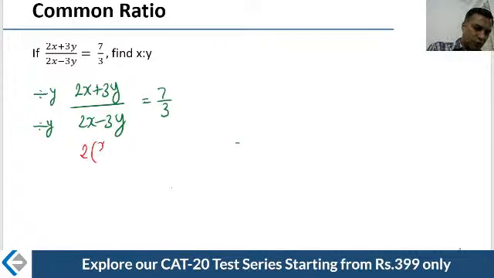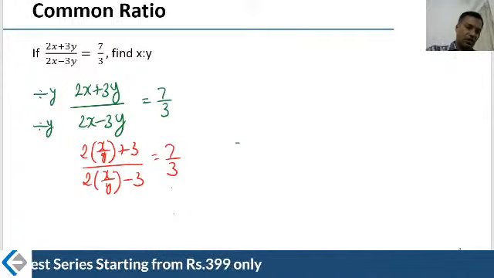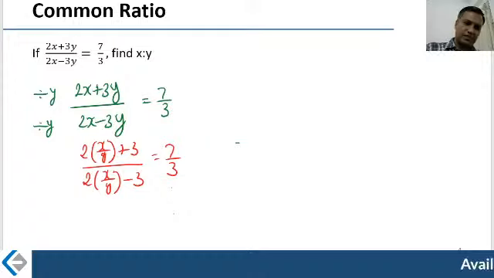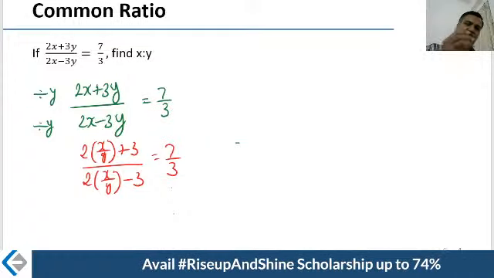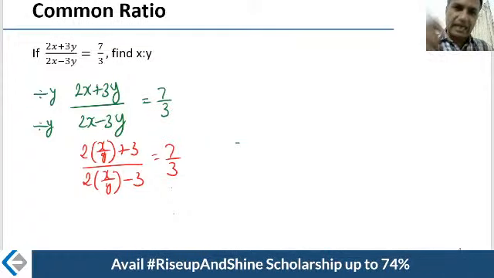How does it look? (2 times x by y, plus 3, because y by y is 1), whole of this divided by (2 times x by y, minus 3), is equal to 7 by 3. You learned to write this first. There is nothing wrong, but this is the actual approach. You get the marks in class 6. If you do something else, you will not get marks. So that's the whole idea.